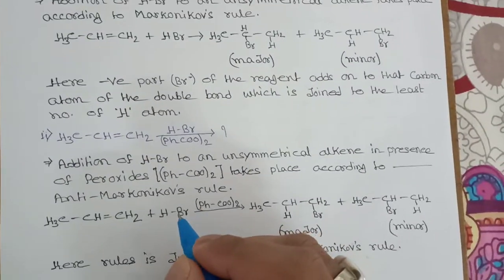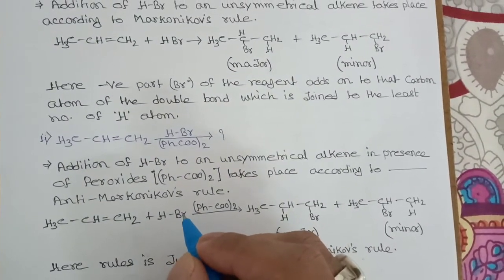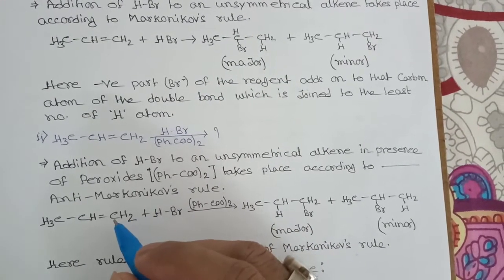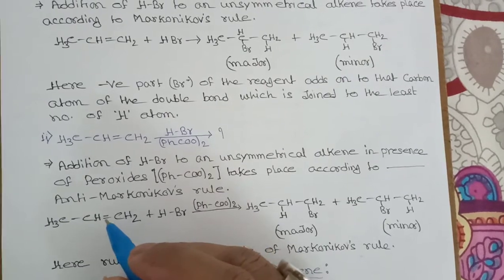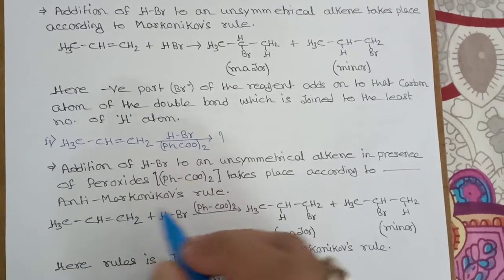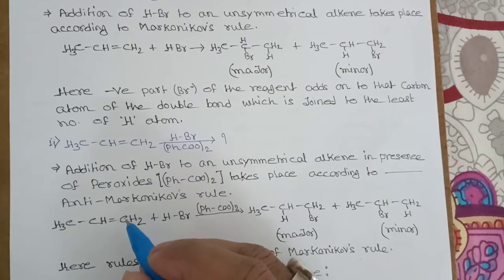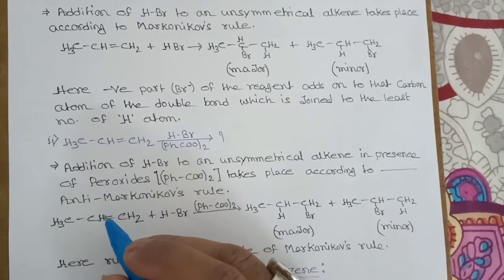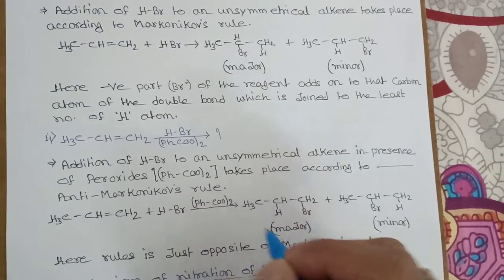Here the negative part of the reagent, meaning Br minus, adds onto that carbon atom of the double bond which is joined to more hydrogen atoms. So here the negative part will be attached to this carbon and H, the positive part, will be attached to this carbon, and the double bond will become a single bond. So this will be your major product.